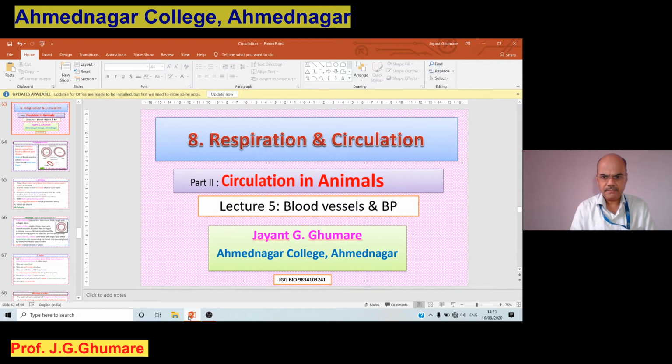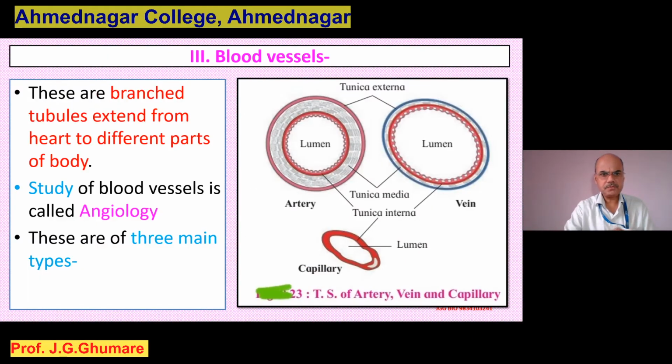We'll start with the blood vessels. In blood vessels, we have three types. These are the branched tubules that extend from the heart to the different parts of the body. These are called blood vessels. Number one is artery, number two is vein, number three is capillary. The study of these blood vessels, their histology, their details, is a branch of zoology called angiology.